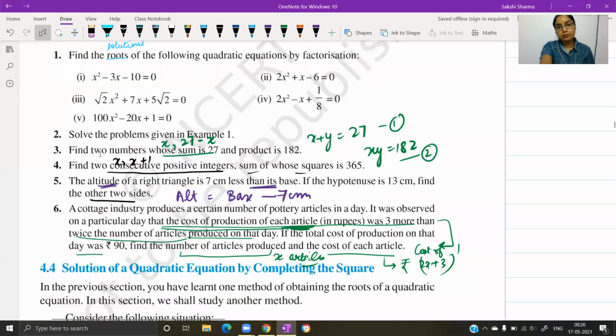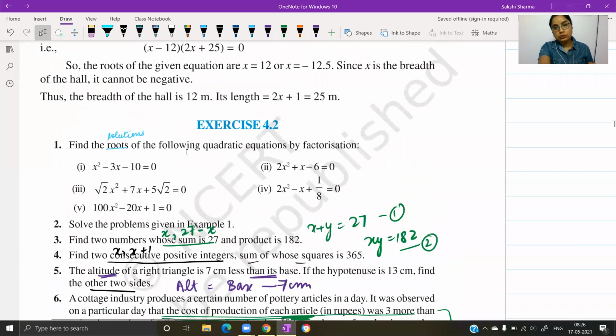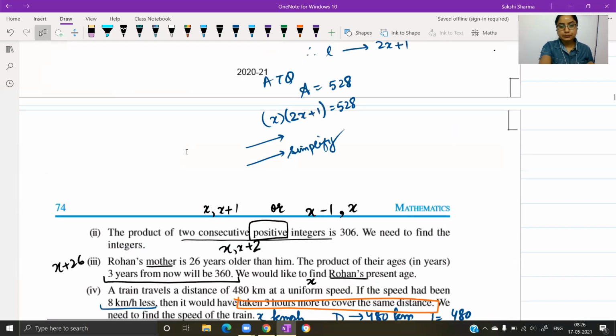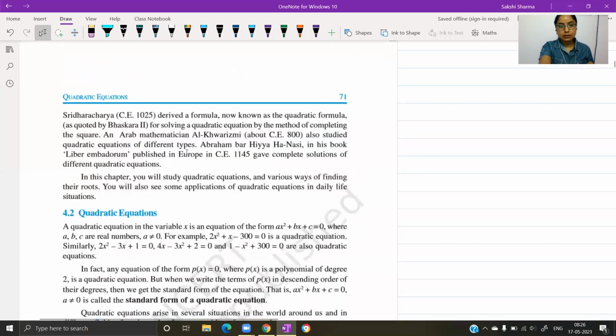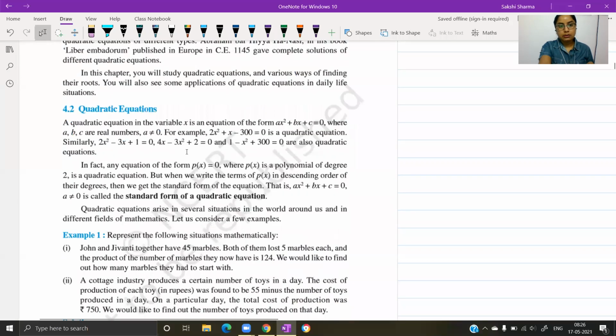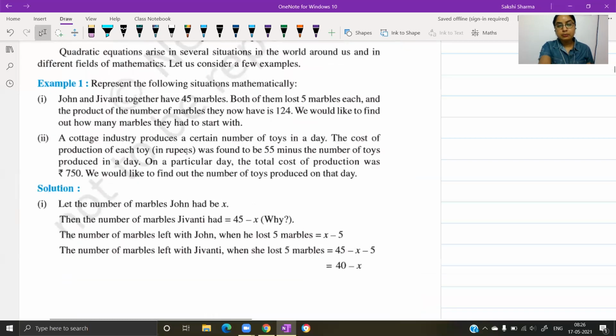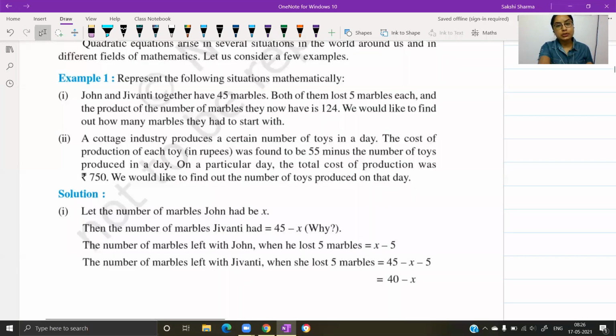We had left question number 2, solve the problems given in example number 1. Let's take those up. Example number 1. This is page 71. Represent the situations mathematically. Since we are doing this example under 4.2, we will be solving them as well. After representing the situation, we will find the answer also.